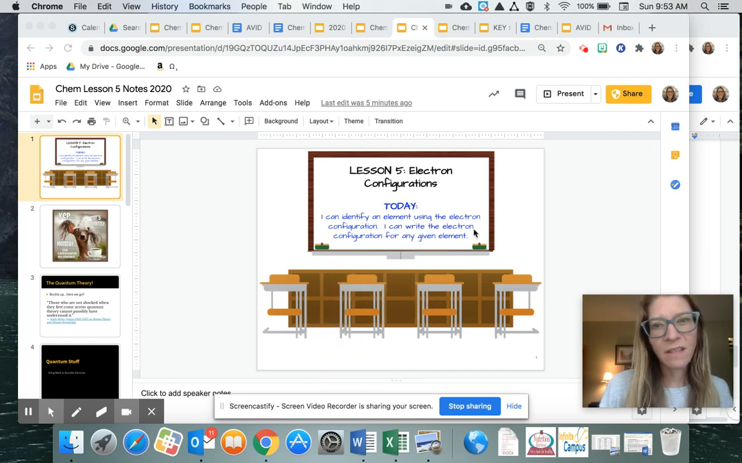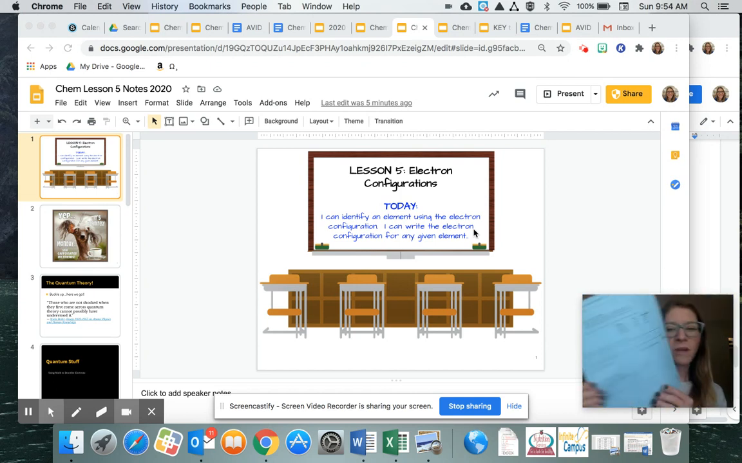In this notes lesson, I will be going over how to do electron configurations and a little background into quantum theory, which is super confusing. We are not going into very much depth with the quantum theory, so we're just kind of skimming the surface, but it'll help to have some background for electron configurations. So make sure you have your notes.